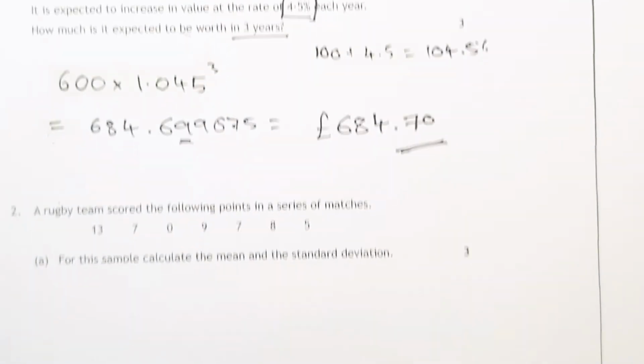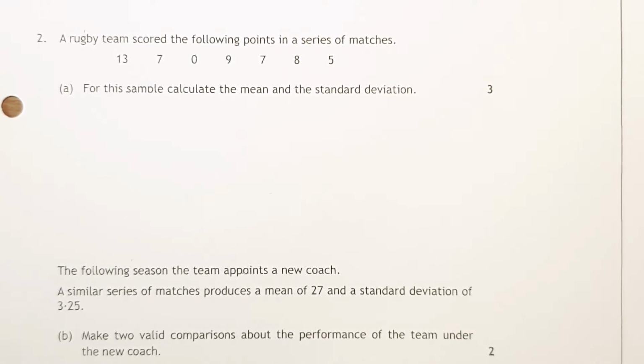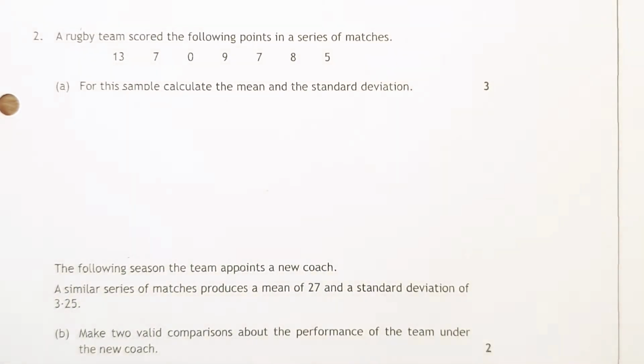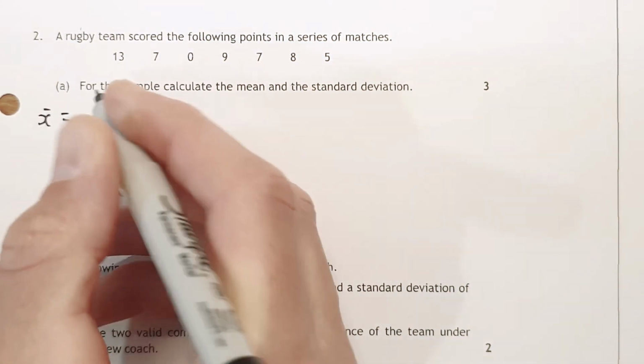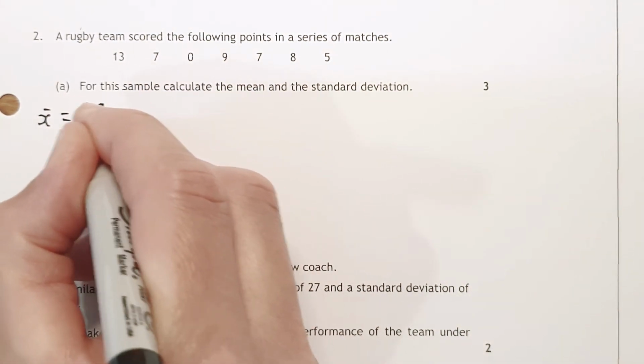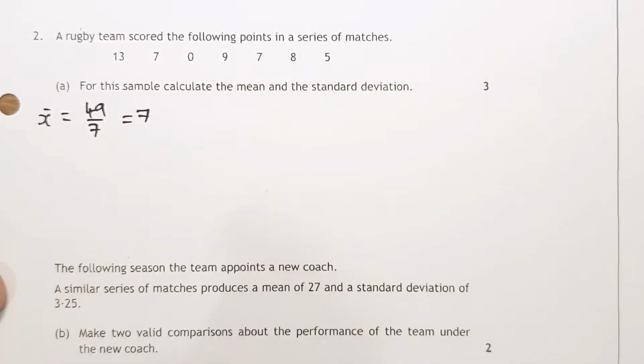Now in question 2, we've got to find out a standard deviation for this set of data. So to work out the standard deviation, we need to add them all together and then divide by 7 because we've got 7 items of data there. So x bar equals the total is 49 divided by 7, and that is 7. We then fill in our table.